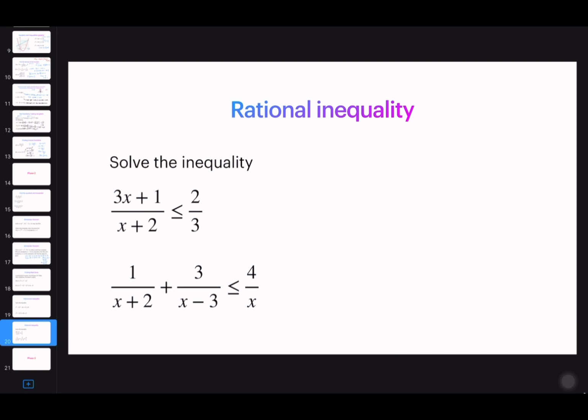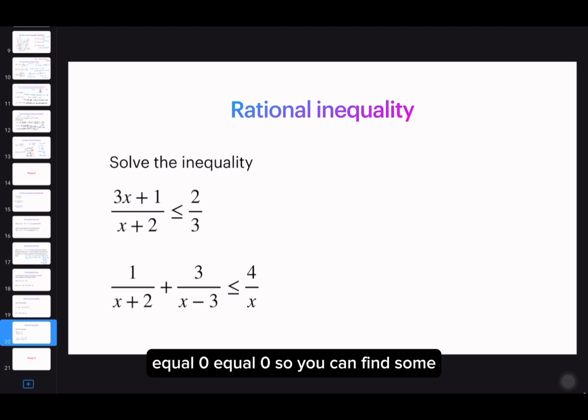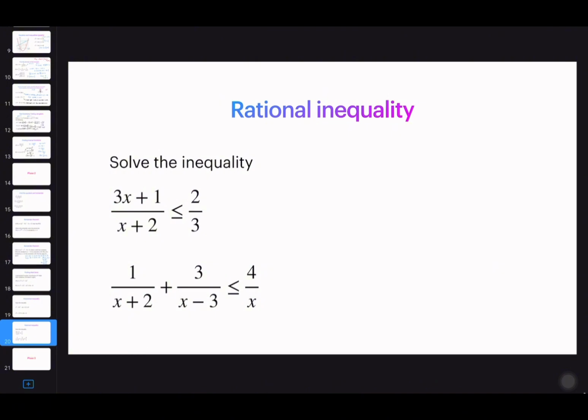Who is group 4? So you can think, because the numerator equals 0, you can find some x that makes the numerator 0. And from the denominator, you could think about the domain. The domain will be very small. Yeah, and then what else?